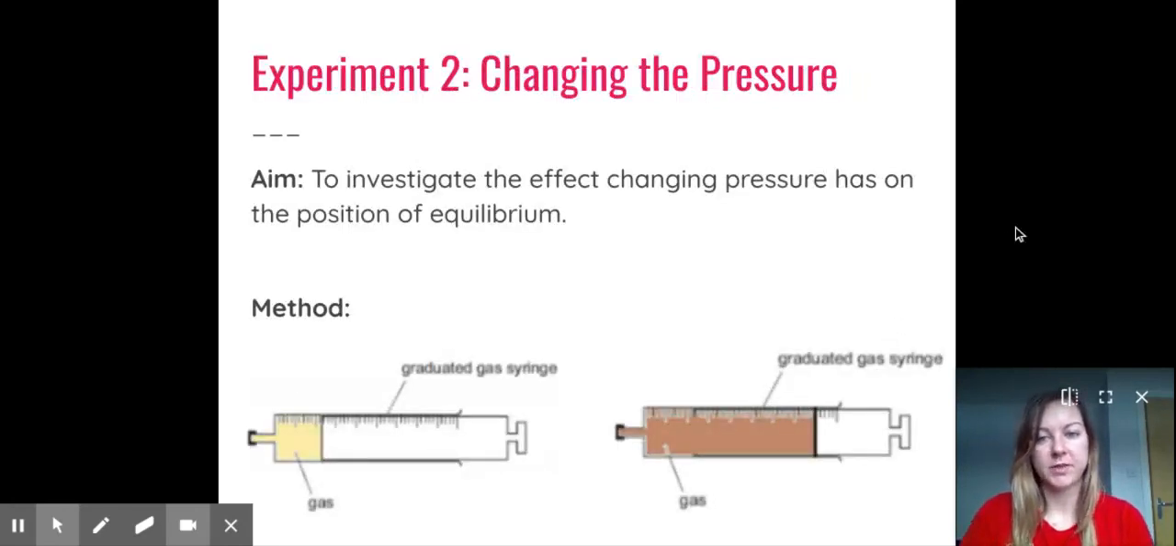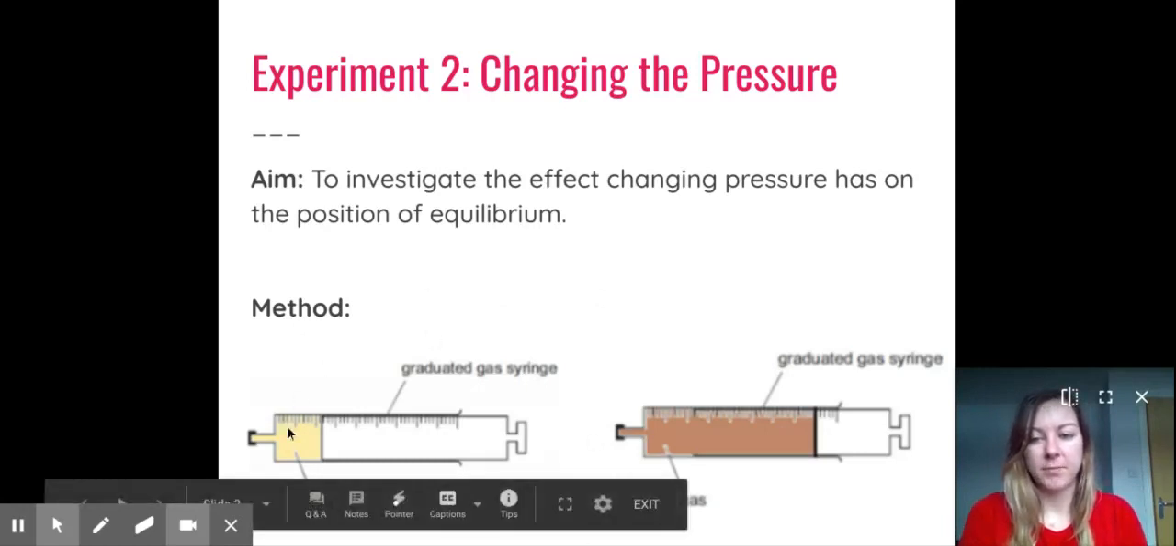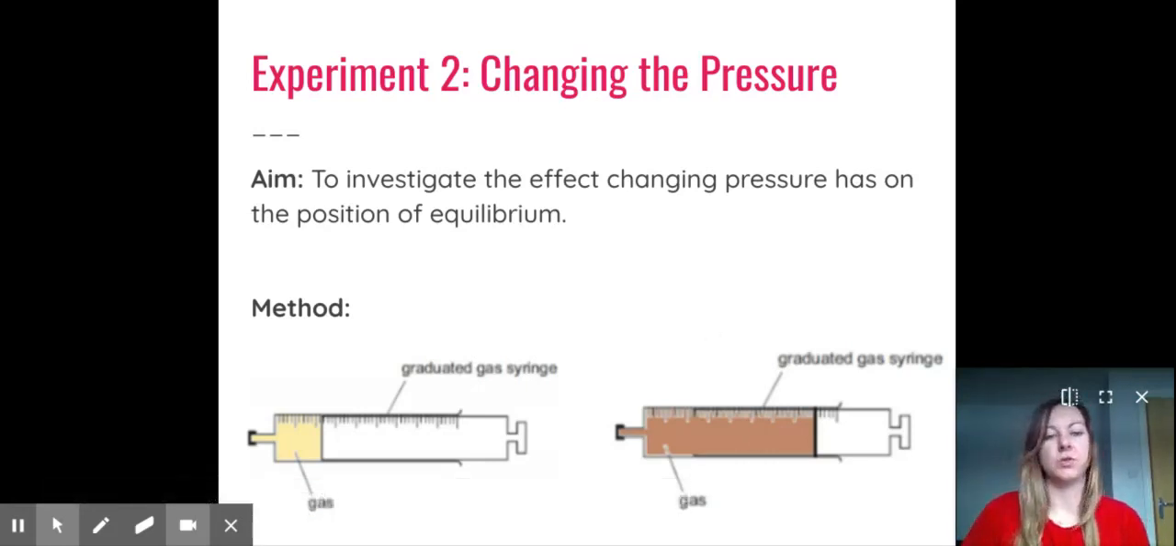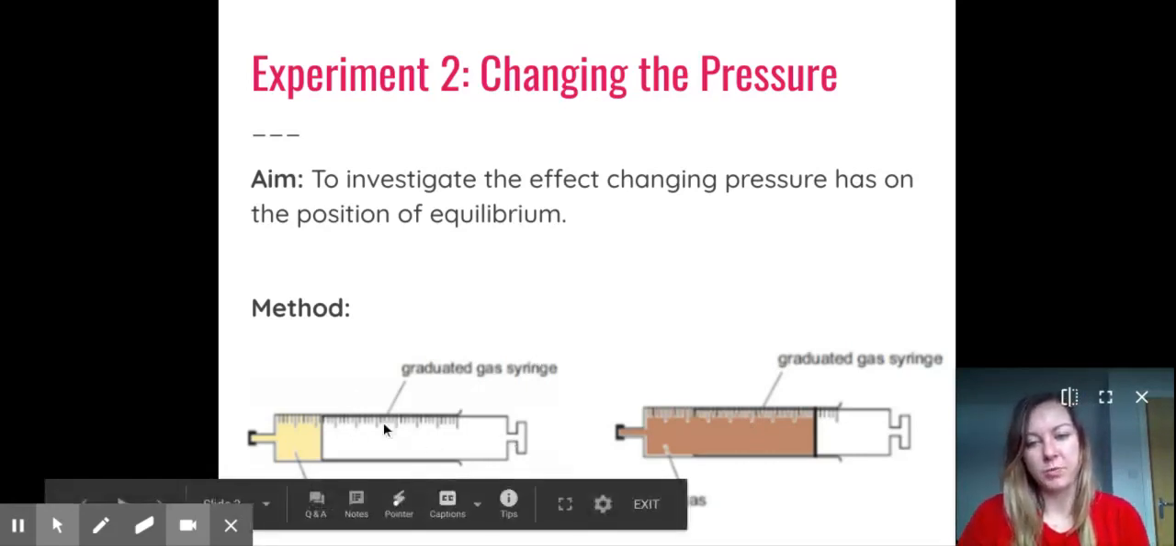So the second experiment, we've done the concentration experiment last lesson. Aim is to investigate the effect of changing pressure on the position of equilibrium. And here you'll see we have two gas syringes, and one of them has increased pressure, one of them has decreased pressure. Remember, all we mean by increasing pressure is squashing the available size. So when the plunger is pushed all the way in, we are increasing the pressure in this space. When we pull it all the way out, we are decreasing the pressure in this space.